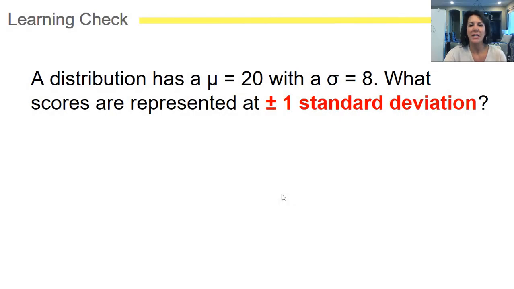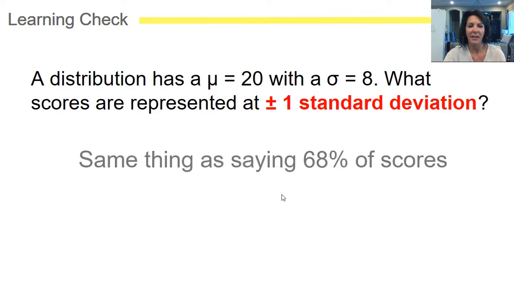A distribution has a mean of 20 with a standard deviation of 8. What scores are represented at plus or minus one standard deviation? Well, we've already done the actual scores, but I want you to think about it this way. It's the same thing as saying 68% of the scores are within plus or minus one standard deviation. I'm repeating myself a lot, but that's on purpose.